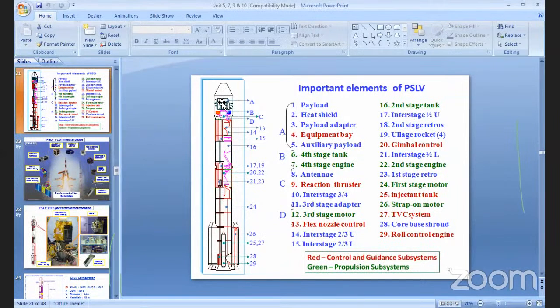Payload adapter, which is arranged internally. Equipment bay. And the fifth one is an auxiliary payload. You can see different colors mentioned. The red color is indicating the control and guidance system. And the green color is related to the propulsion subsystems.